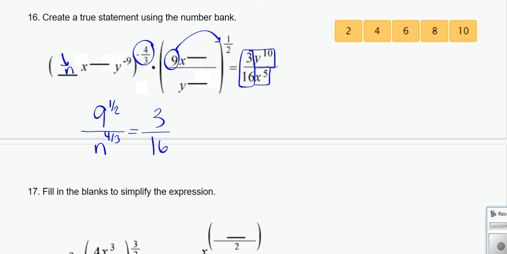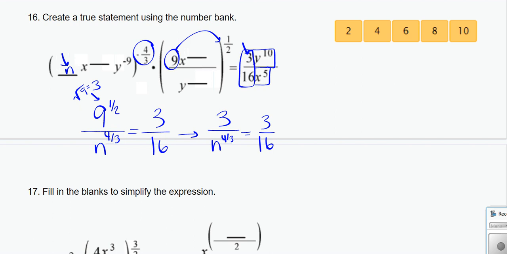Right, well, let's look at the 9 to the 1/2. What is that really? Well, in radical form, it would be the square root of 9, which is 3. Okay, so what we've got is 3 over n to the 4/3 is equal to 3/16.